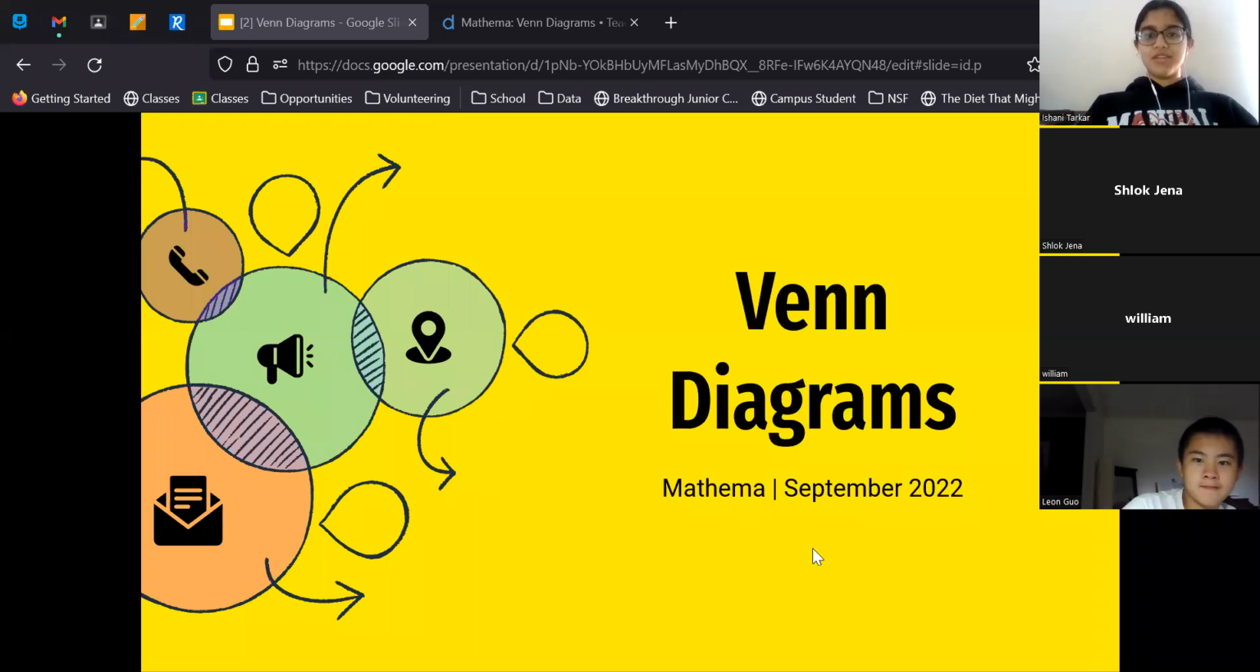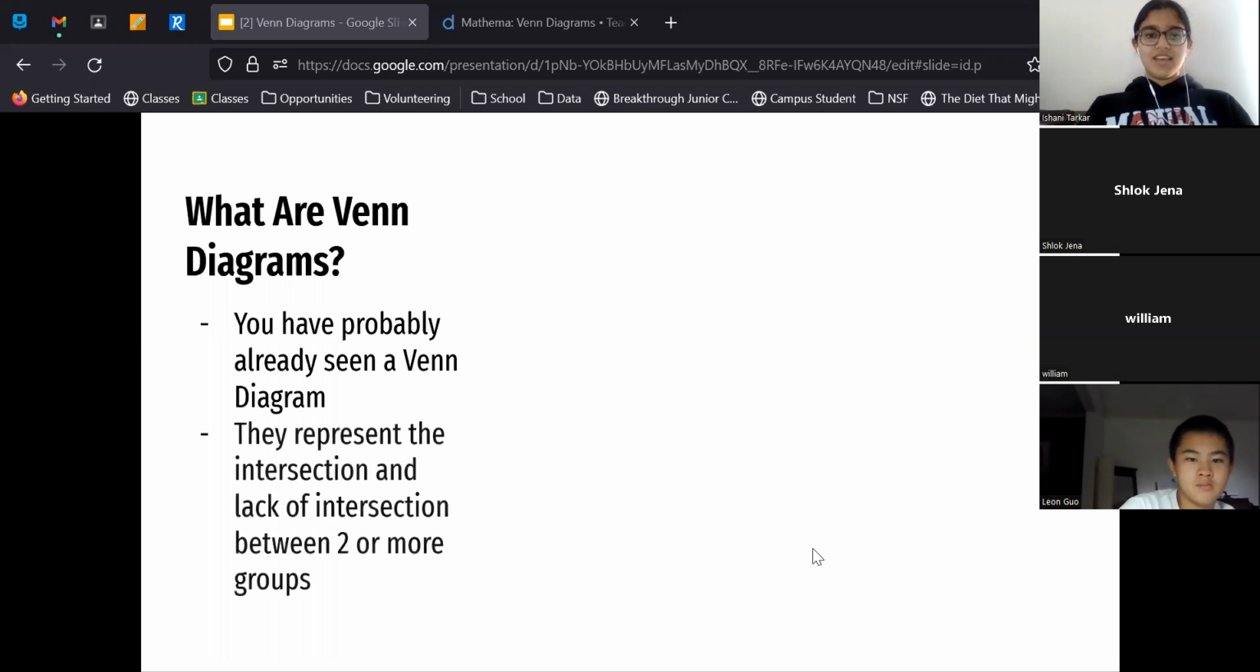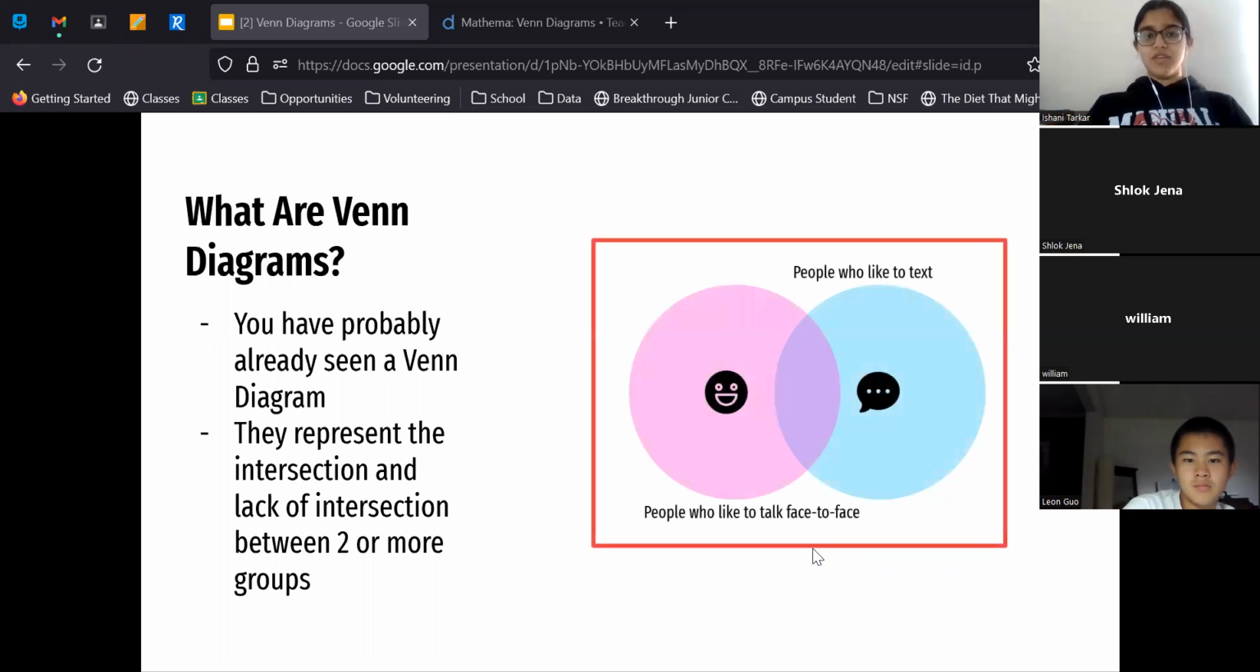Okay, so today we're going to be learning about Venn diagrams. Most of you probably know what a Venn diagram is, but basically they represent the intersection or lack of intersection between two or more groups. So a Venn diagram would look like this: people who like to text versus people who like to talk face to face with their friends, right?